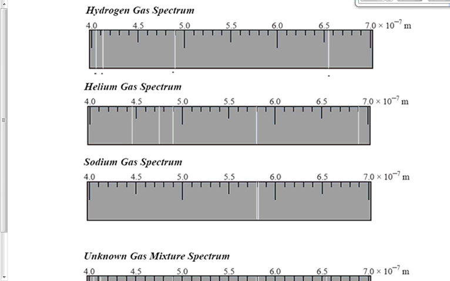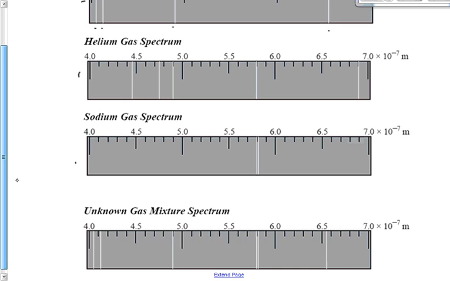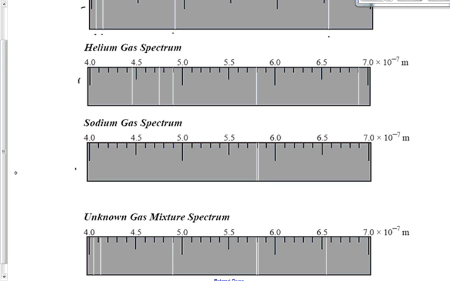Notice that hydrogen, helium, and sodium are all different, right? All different spectra. We would expect that. Each element has its own unique spectrum. These are photographed by maybe my professor, maybe by somebody else. Now we get an unknown gas mixture spectrum. We're looking at this through a spectrometer, and we see this. We want to identify what it is. What's its composition?